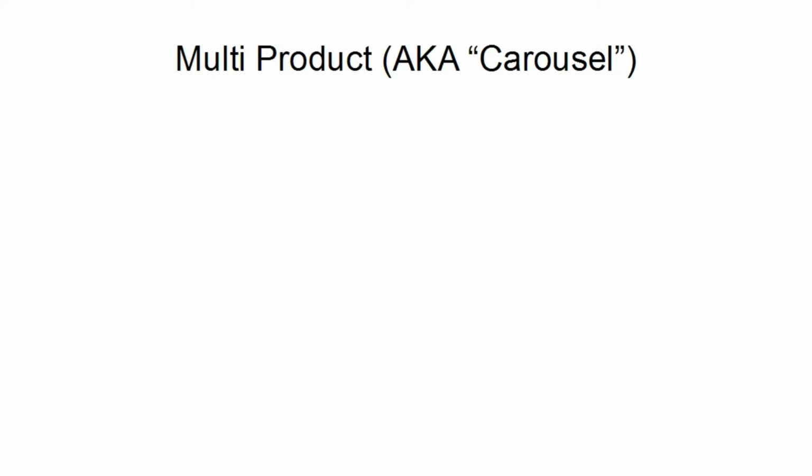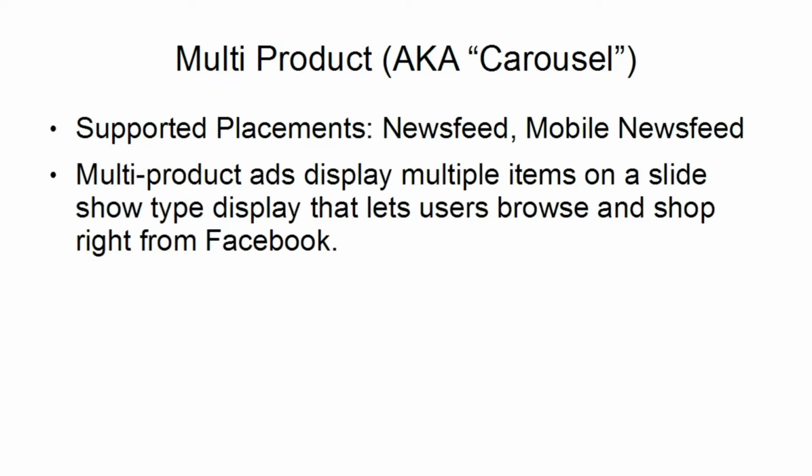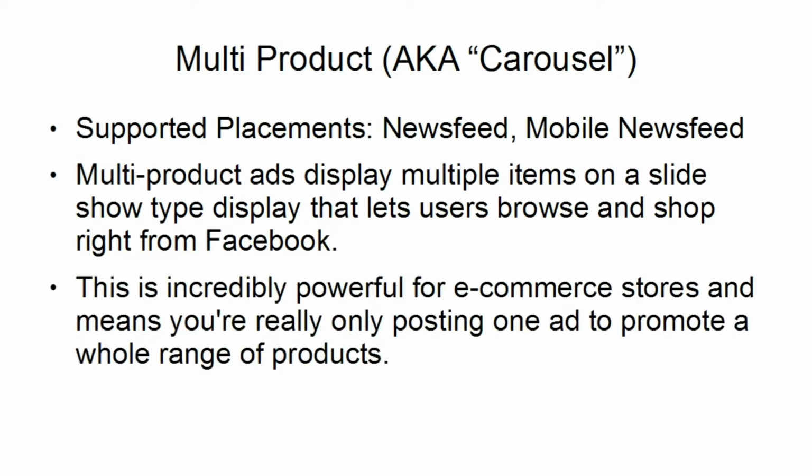Then there's the multi-product ad. And the supported placements are the news feed and the mobile news feed. And multi-product ads display multiple items on a slideshow type display that lets users browse and shop right from Facebook. And this is incredibly powerful for e-commerce stores, and it means you're only really posting one ad to promote a whole range of different products. And it's also good if you've got a bricks and mortar store or something like that. You can use this type of advertisement, again, to highlight your products, showcase your products.